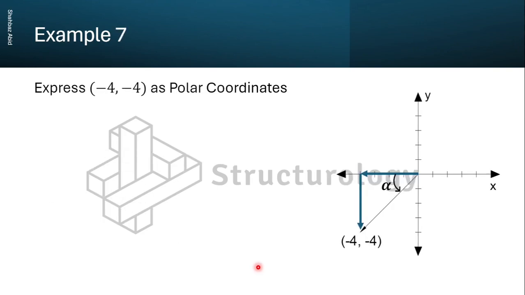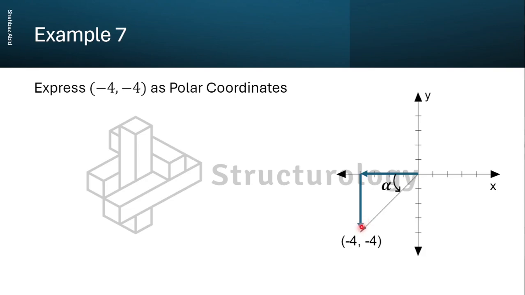Let's see example 7. Express (-4, -4) as polar coordinates. Now we have moved -4 in the x direction, in the negative x direction, and we have moved -4 in the negative y direction, and now we are in the third quadrant.